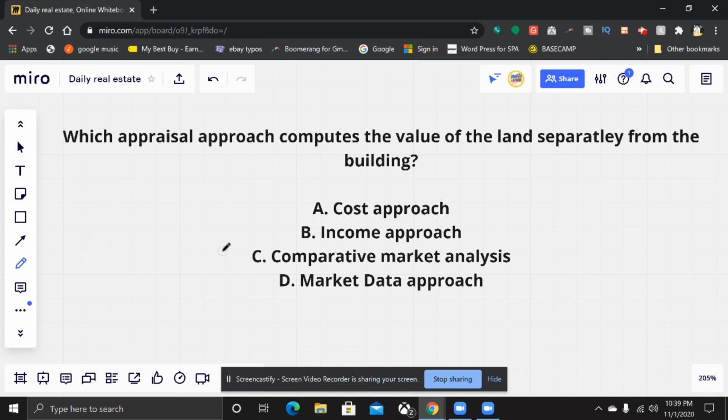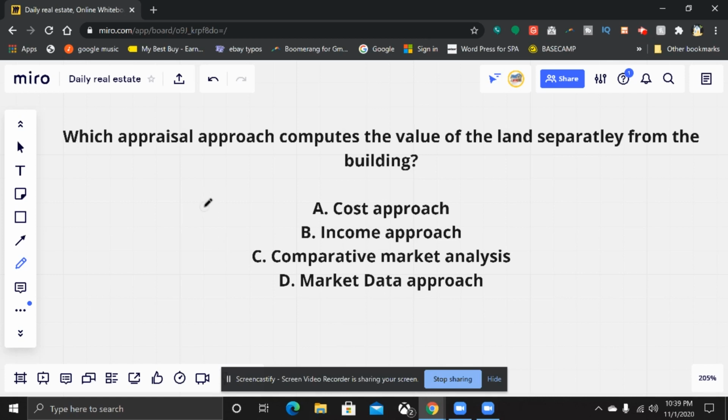Which appraisal approach computes the value of the land separately from the building? A, cost approach, B, income approach, C, comparative market analysis, or D, market data approach? Great question. So, we're going to be looking at this.